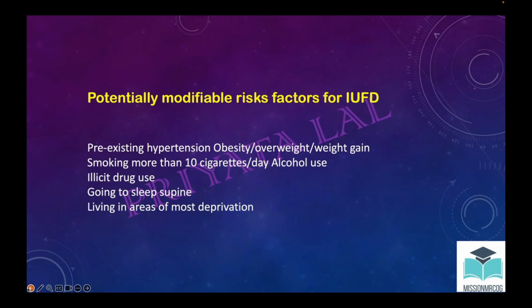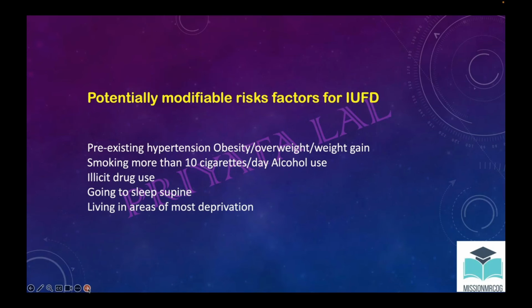The modifiable risk factors are pre-existing hypertension, obesity and overweight, smoking more than 10 cigarettes a day, alcohol use, illicit drug use, going to sleep in the supine position, and living in areas of most deprivation. Though it's new to me, it is given in the guideline. These are the modifiable risk factors for IUFD, meaning you can do something to reduce the risk according to these factors.